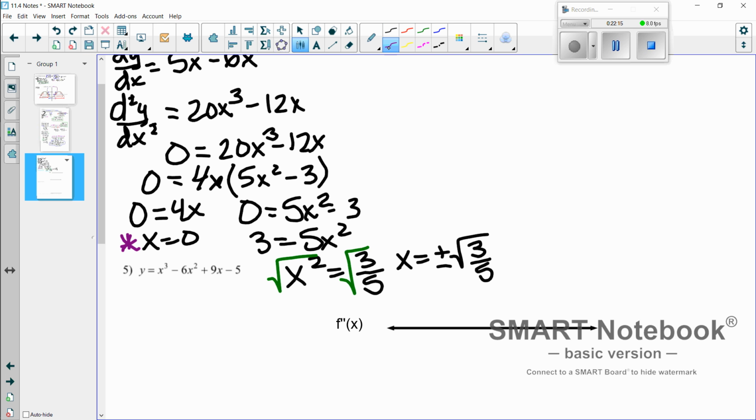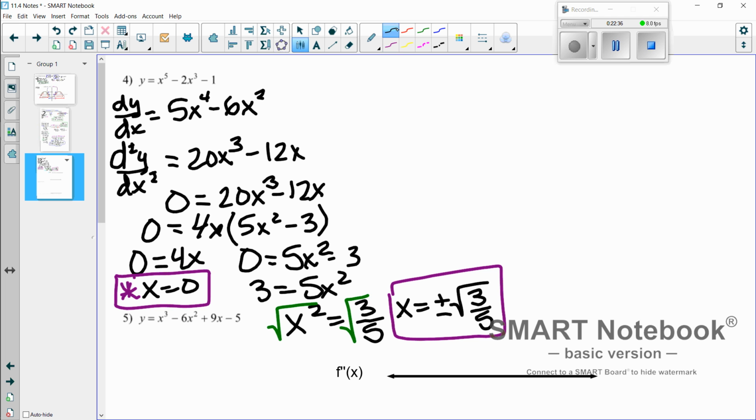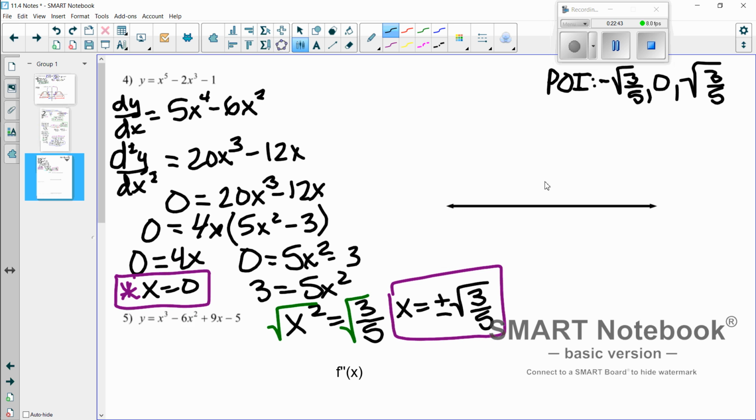So there's another inflection point. Points, I guess, 2 more. Sorry, positive and negative. There's 2 more there. So this is really similar to number 3. Instead of 2 inflection points like in number 3, we have 3 now. We have x equals 0, and then we have plus or minus the square root of 3/5. Okay, so what we can do is jot those POIs down. So there's my POIs.